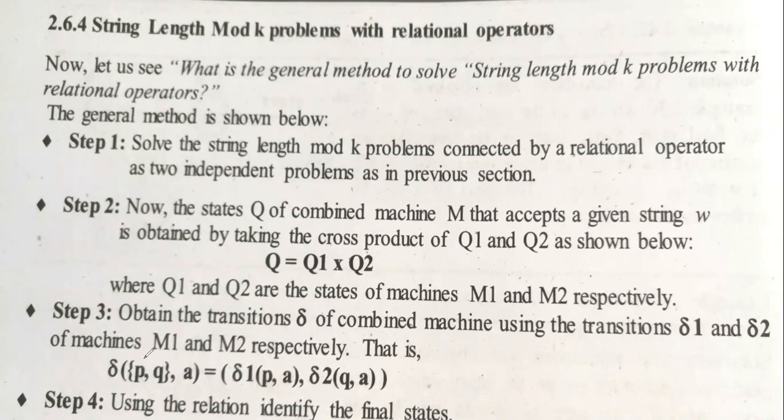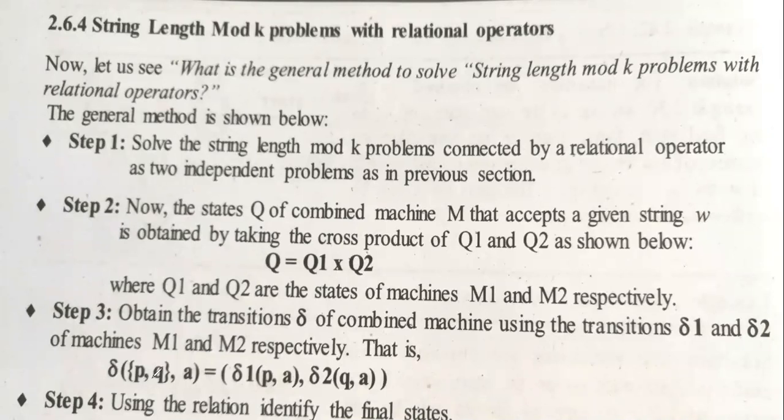P is from machine M1 and Q is from machine M2 exactly. This is what we get after the cross product. After the cross product, the states will look like this: P comma Q, one from M1 and one from M2. If the input alphabet is A, then how do we process them? See here, how we are elaborating it.